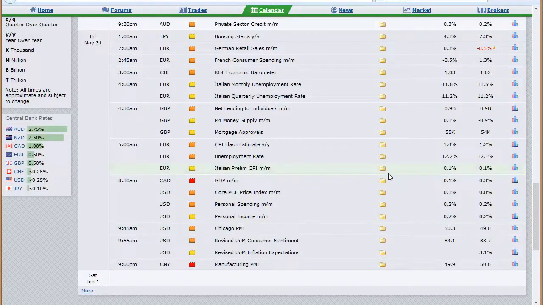And then Friday, 1 a.m. Eastern Time, housing starts out of Japan, German retail sales, French consumer spending, Italian unemployment. The UK's got mortgage approvals and money supply data. CPI and unemployment together out of Europe. That's kind of a big point right there at 5 a.m. Eastern Time, heading into the last session of the week. It's also the end of the month, as next Friday's the last trading day of the month. Canada's GDP, and then the U.S. has core PCE price index, personal income and spending, Chicago PMI, and the University of Michigan economic sentiment number whenever the kids get up there. And then late that night, for some reason, China releases their manufacturing PMI.